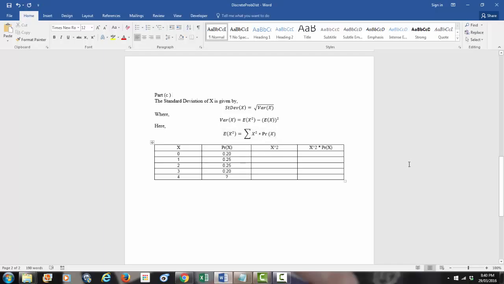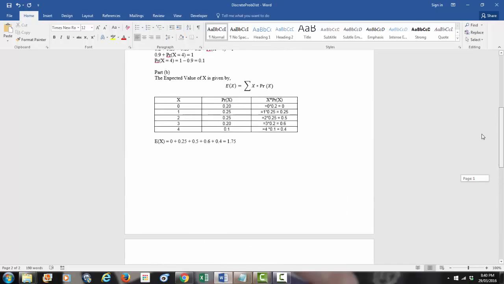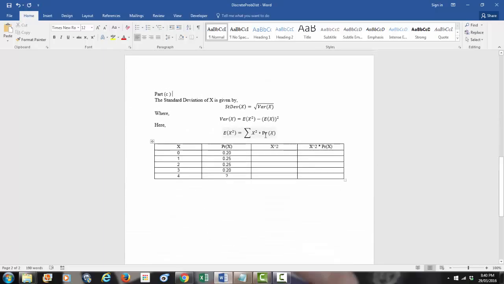So what I'm going to do is very similar to what I did for the expected value. However, there's going to be 2 columns. I'll firstly do x squared in one column, and then I'll do the column of x squared multiplied by the probability of x. We'll then apply the sum operator, find that, and then we can sub it in to find the variance of x and then the standard deviation.